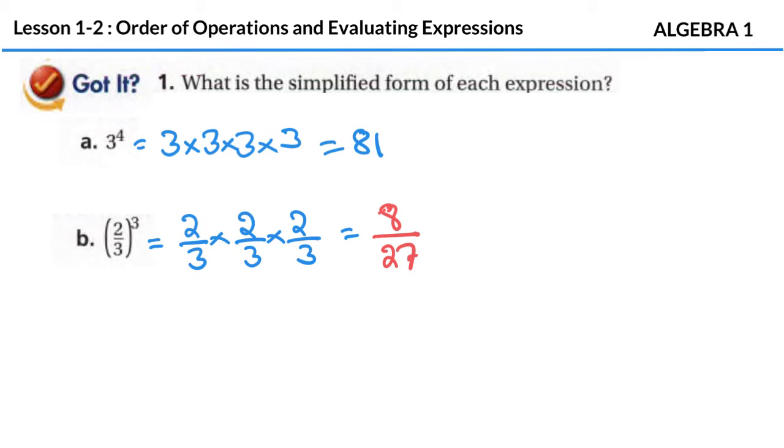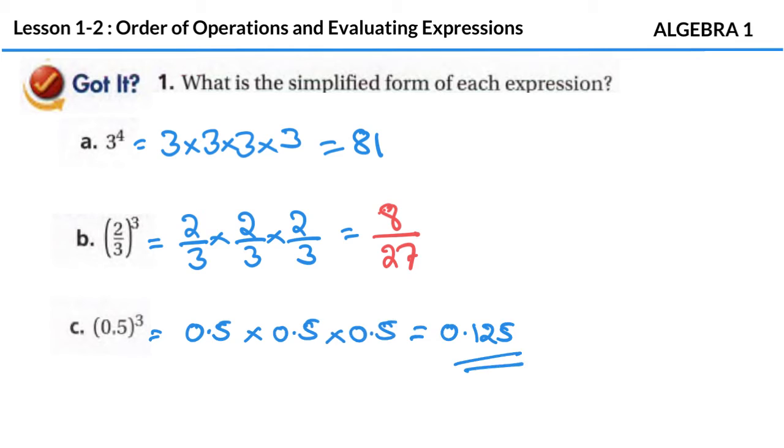Good. Let's try another one. What about this? 0.5 to the power 3. How much is that going to be? So 0.5 times 0.5 times 0.5, and when you multiply that, it's going to be 0.125. That is the simplified form. So we got how to deal with powers.